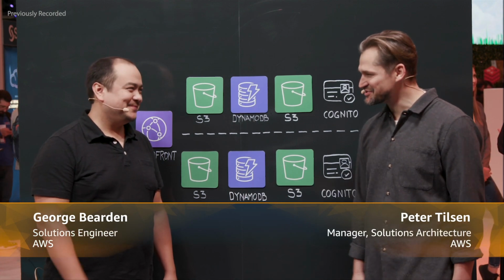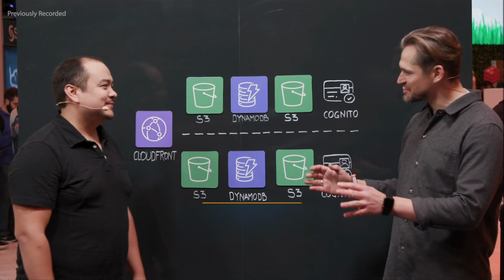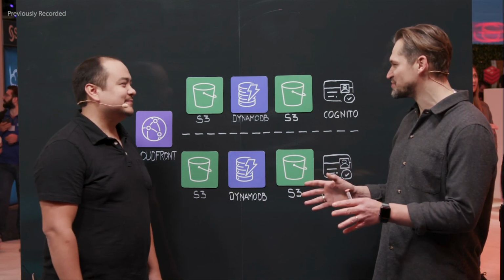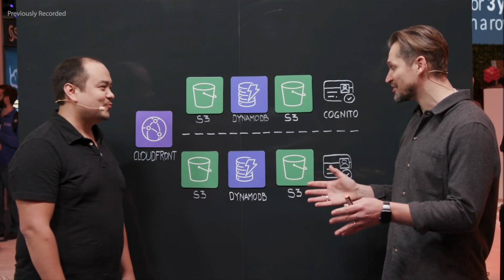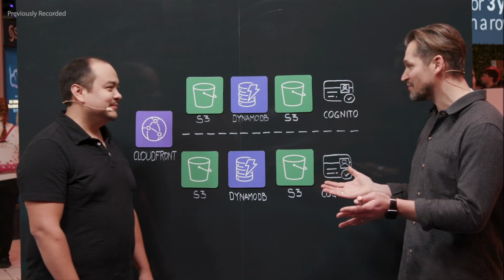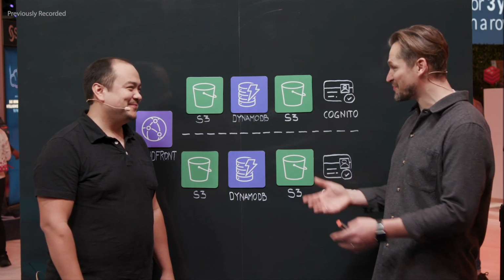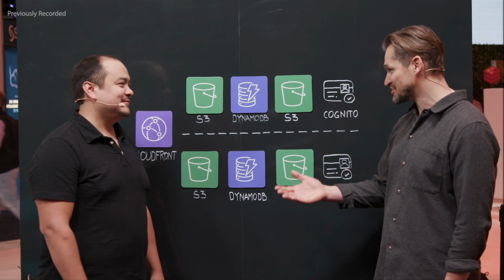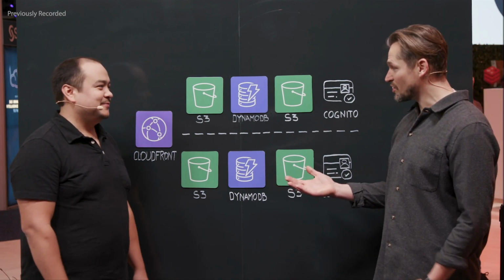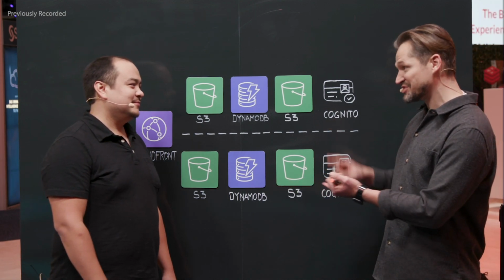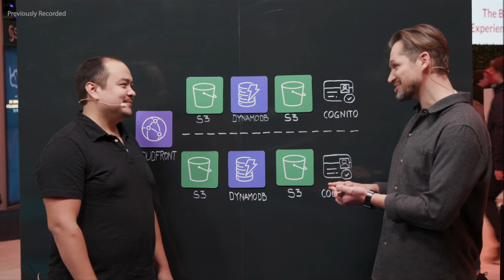Hey, Peter. Hey, George. On the This Is My Architecture series, we typically speak with customers and partners about their solutions to their specific problems, but this time it's different, right? You're part of an AWS team, the AWS Solutions Builders team. So tell us about two things. First of all, what you guys are doing. And what's the problem that you brought with you today?